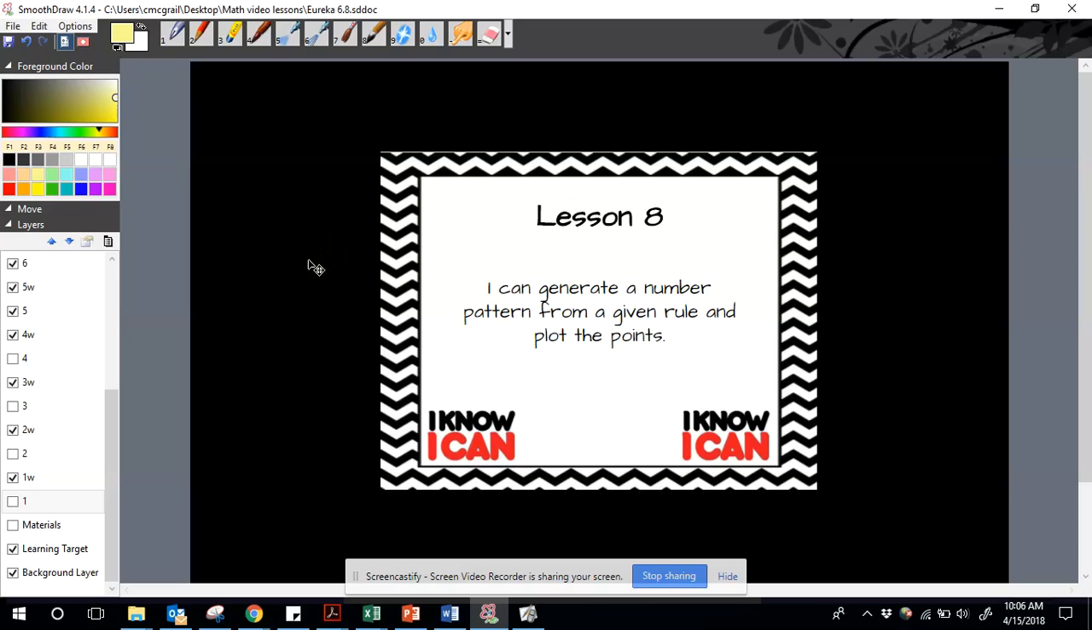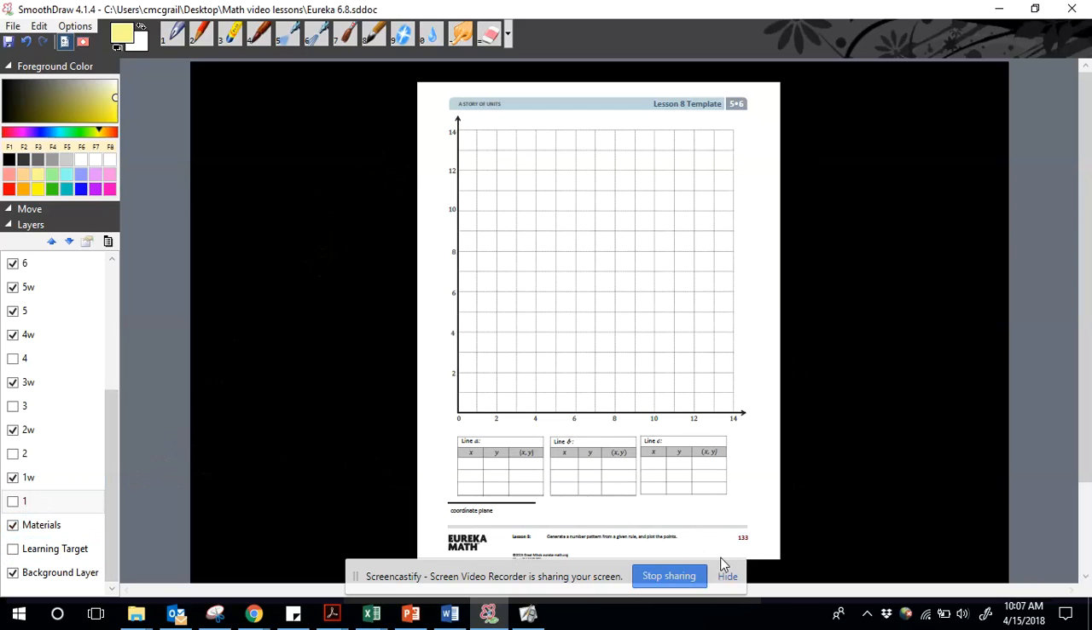So today, we're going to be looking at some rules for x and y, and we're going to see if we can create some coordinates based on those rules, and then we're going to plot those lines on a coordinate plane.